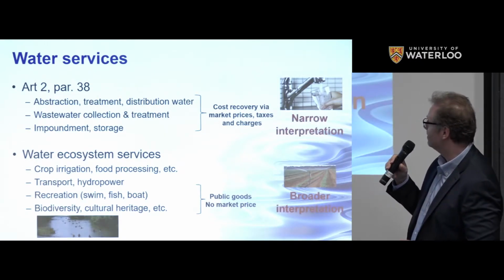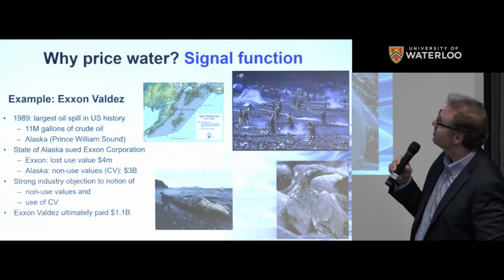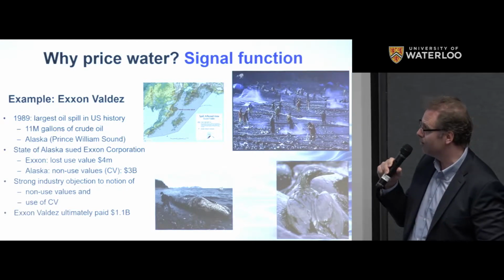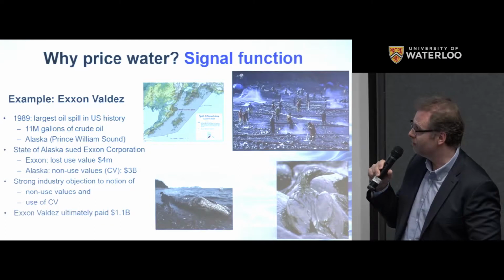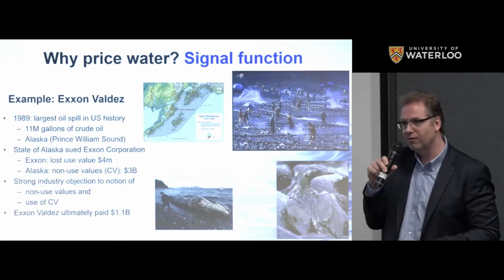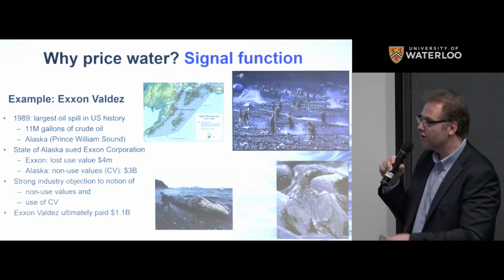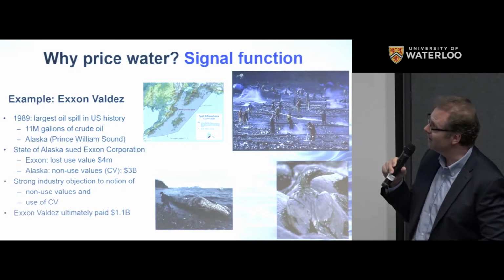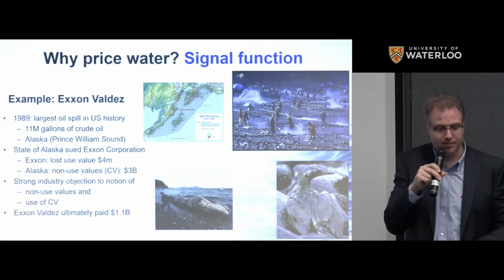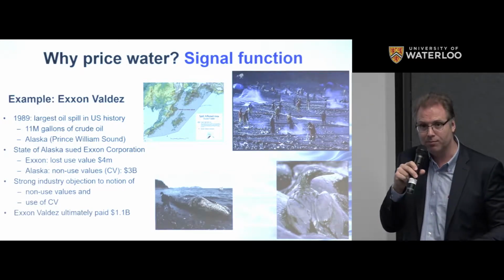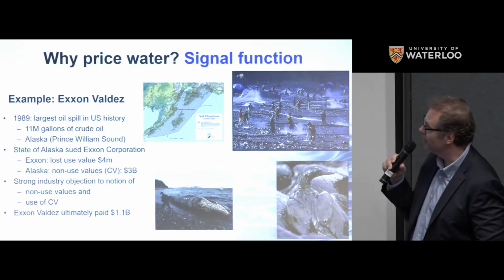So this is the narrow and this is the broader interpretation. There's an important signaling function of pricing. It's not always very easy to price these public goods, but they have an important signal function. This is one of the first cases where economists were asked to value the environmental damage costs of one of the largest oil spills at that time, in 1989 by Exxon Valdez off the coast of Alaska. We actually had a water talk from Kevin Boyle from Virginia Tech yesterday, talking very specifically about this one and the oil spill of BP in 2010 in the Gulf of Mexico.